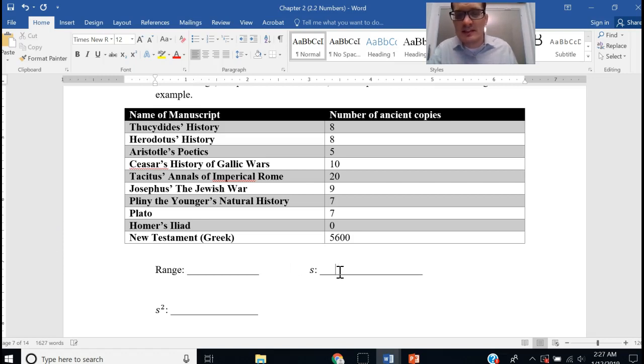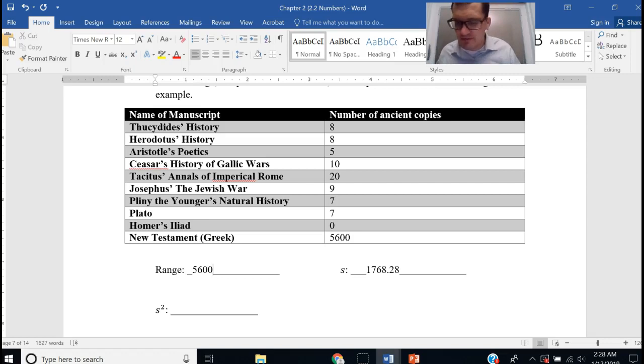So the standard deviation is a number of ancient manuscripts. If we're doing the sample standard deviation, it's 1768.28. Okay, and then I would have done the minimum and the maximum. So the maximum is 5,600, the minimum is 0. So if I take 5,600 and subtract 0, that just comes out to 5,600.